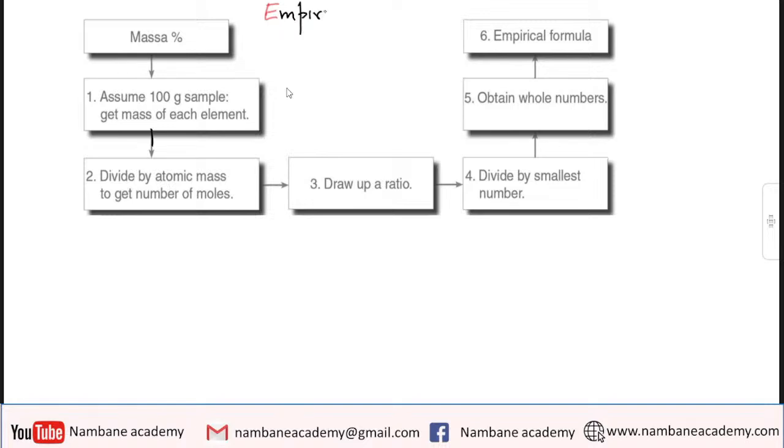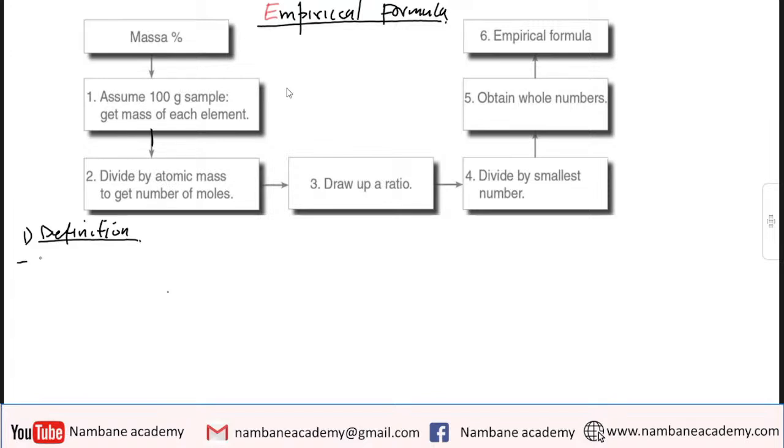Empirical formula. Also with the empirical formula, there are many ways of doing it. The one that works for you, 100%. But if you have the one that is somehow complex, try to avoid that, because there are so many ways of ensuring that you get this empirical formula. So the very first thing with empirical formula is the definition, or what is empirical formula.